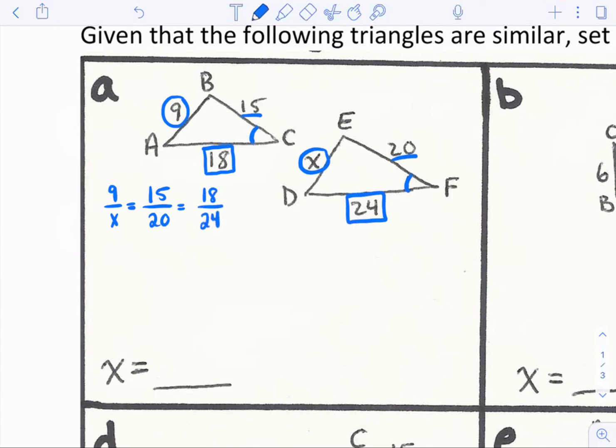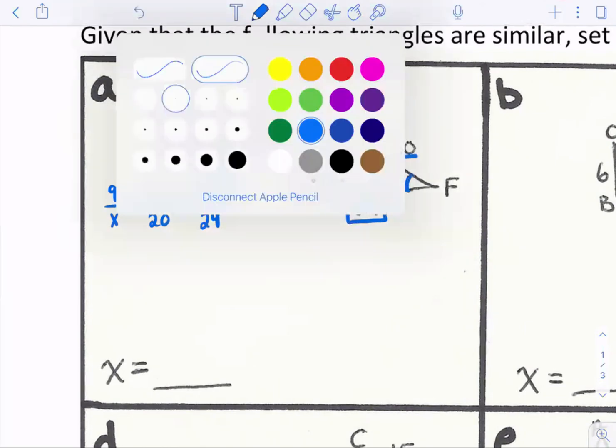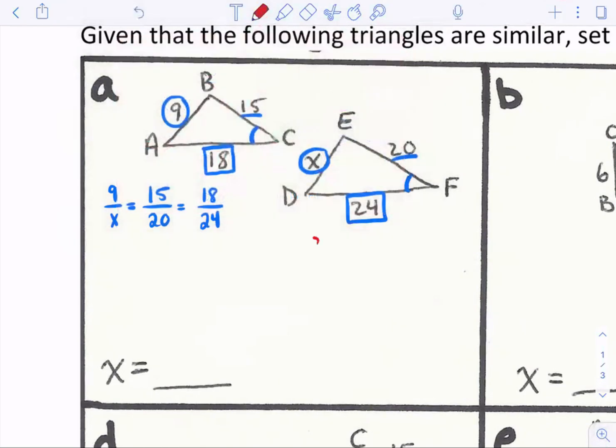So notice that's the initial step. Now, if I want to solve for x, I only need two of these ratios. Obviously, one of the two that I want to use is the one that has 9 over x because I need to do the math that can solve for x. Now, does it matter if I use the 15 over 20 or if I use the 18 over 24? Well, it shouldn't, and it doesn't.